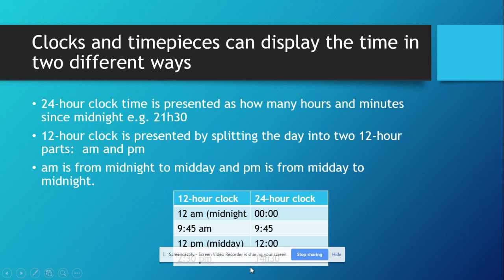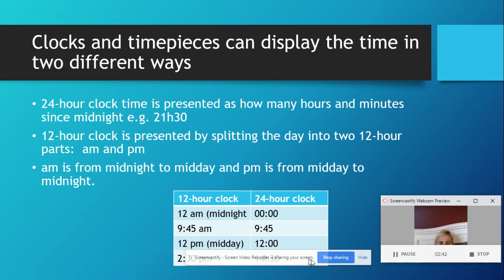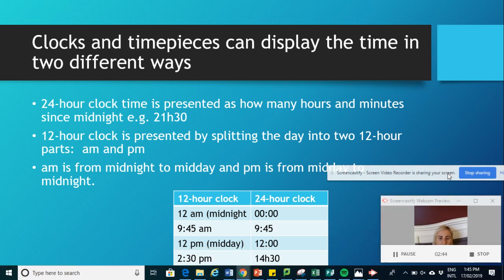Okay, so here you've got 12 a.m. is midnight. You've got 9:45. If you're going from the 12-hour clock to the 24-hour clock, you put dots, or you can put H. I don't mind either. 12 p.m. is midday, and then you've got 2:30 p.m., which is actually 14:30 on the 24-hour clock.